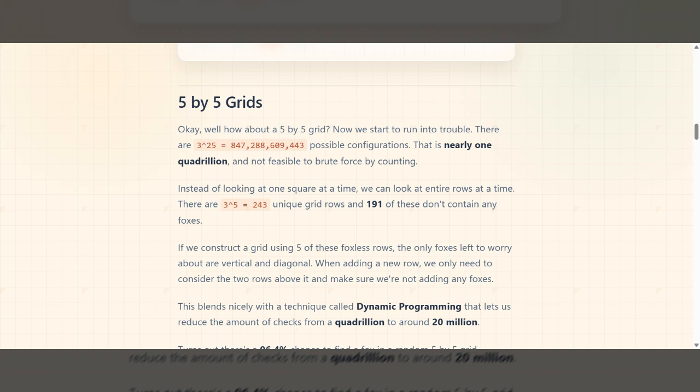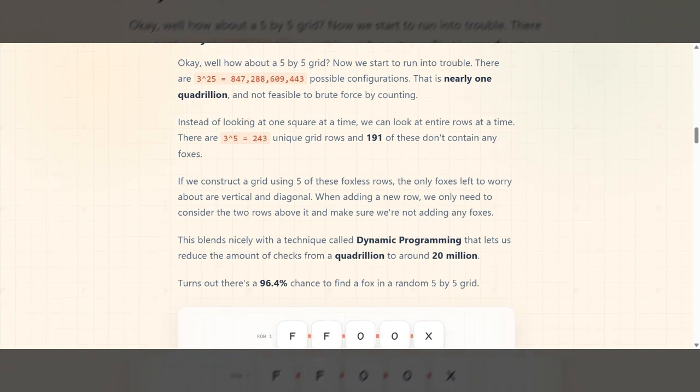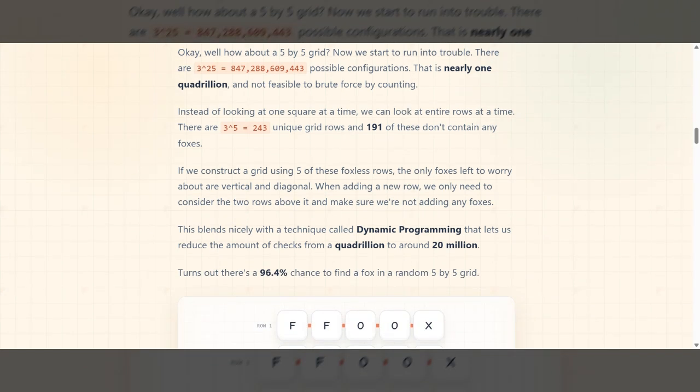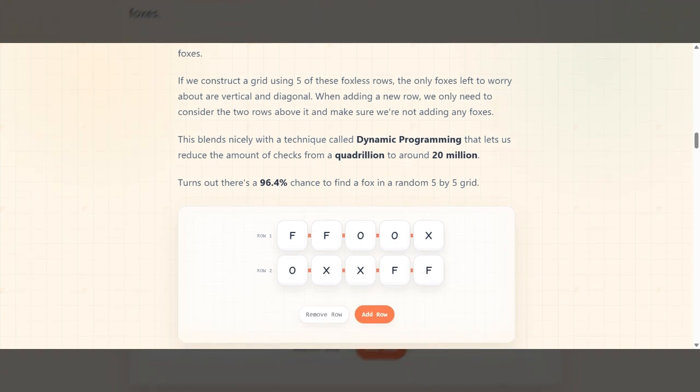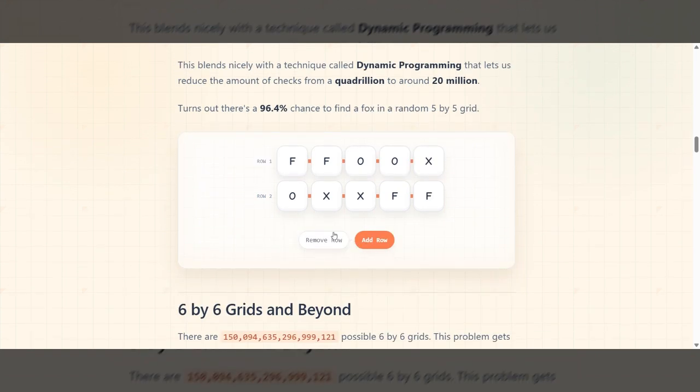Instead of looking at one square at a time, we can look at entire rows at a time. There are 3 to the power of 5, 243 grid rows, and 191 of these don't contain any foxes. If we construct a grid using 5 of these foxless rows, the only foxes we have to worry about are vertical and diagonal. When adding a new row, we only need to consider the 2 rows above it and make sure we're not adding any foxes. This blends nicely with a technique called dynamic programming that lets us reduce the amount of checks from a quadrillion to around 20 million. The result is a 96.4% chance to find a fox in a random 5 by 5 grid.